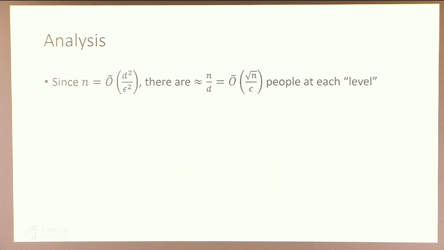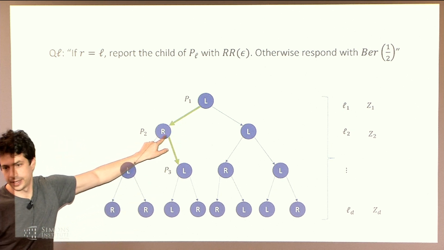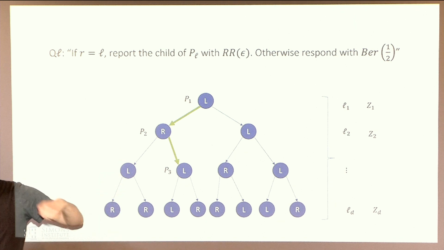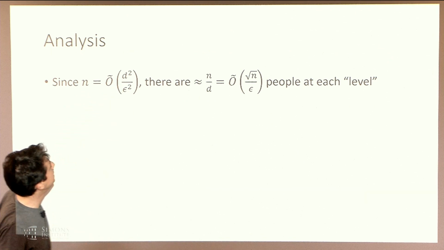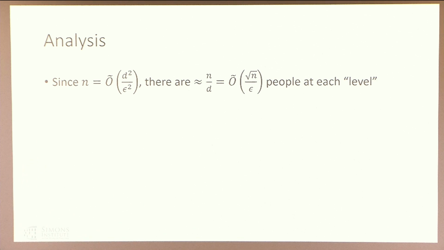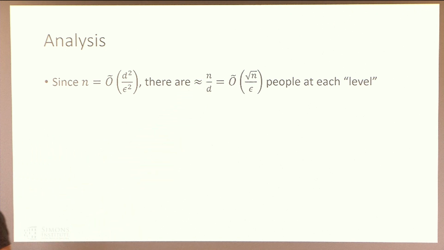So how do you think about analyzing this protocol? Well, first you need to argue that you have enough signal to correctly, with high probability, identify the child. That we're going to correctly build up this path one at a time. So, if n is something like d squared over epsilon squared, how many people are at each level? Well, the probability that you're at a particular level is 1 over d. So there's roughly n over d people at each level.